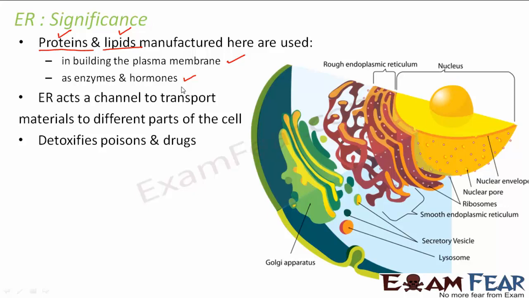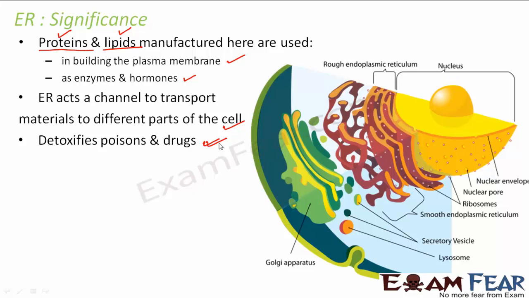Endoplasmic reticulum acts as a channel to transport materials to different parts of the cell. As I mentioned, the rough endoplasmic reticulum contains ribosomes which will produce proteins, and these proteins will be carried out to different parts of the cell with the help of endoplasmic reticulum. So it acts as a channel to transport materials. It also detoxifies poisons and drugs. If some poison or some harmful material enters inside the cell, the endoplasmic reticulum has the capability to detoxify it, to compensate its harmful effects.